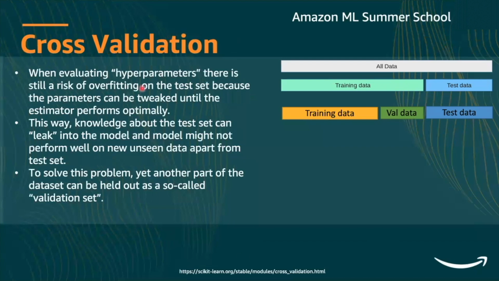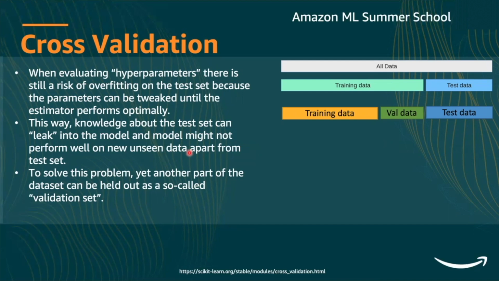However, when evaluating the hyperparameter, there's still a risk of overfitting on the test set, because the parameters you have tuned are on the test set only. This way, the knowledge about the test set can leak into the model, and the model might not perform well on new unseen data apart from the test set. So you have taken one test set, performed everything there, and selected the best parameter. However, when you go to real-life data, the model would fail because it has been tweaked the best for the test set only.